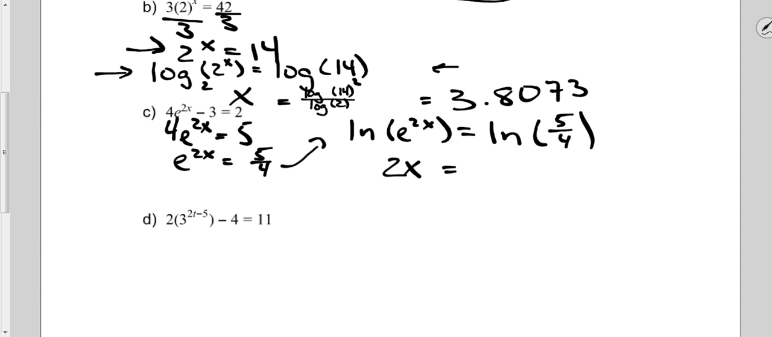Natural log of 5/4, anyone? 0.2231. And then, to get x, I simply divide both sides by 2. And I get x equals 0.1116. Yeah, thumbs up, right?